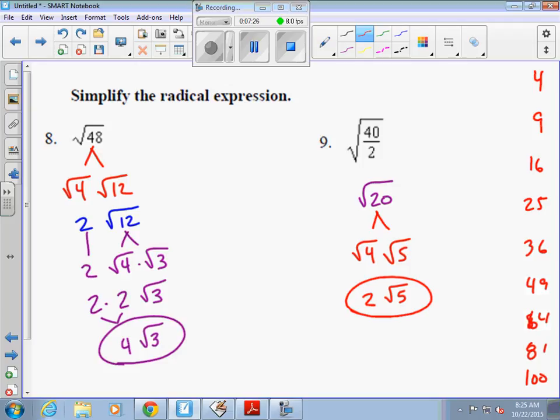If you separate it, then you'd have had the square root of 2 on the bottom. You'd have had to rationalize it by multiplying by the square root of 2 over the square root of 2. You'd have gotten the square root of 80 over 2. And then eventually you'd have gotten right back to 2 times the square root of 5.